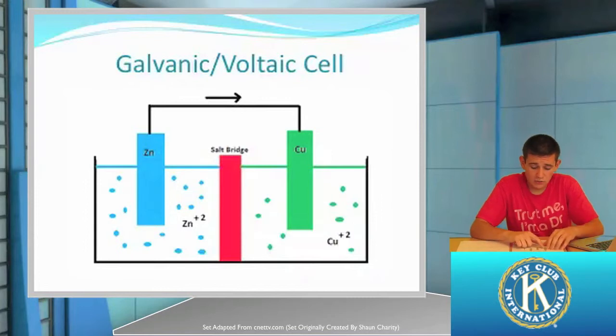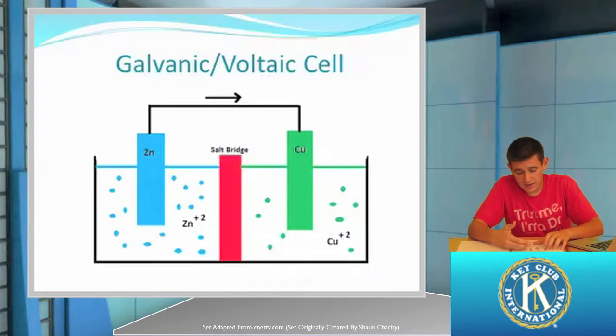So like I said, by losing electrons, there's going to be an increase in zinc cations. And because copper gains the electrons, there's going to be a conversion of copper cations to just copper atoms. So what will end up happening is that there'll be a more positive charge at the anode, and a more negative charge at the cathode.